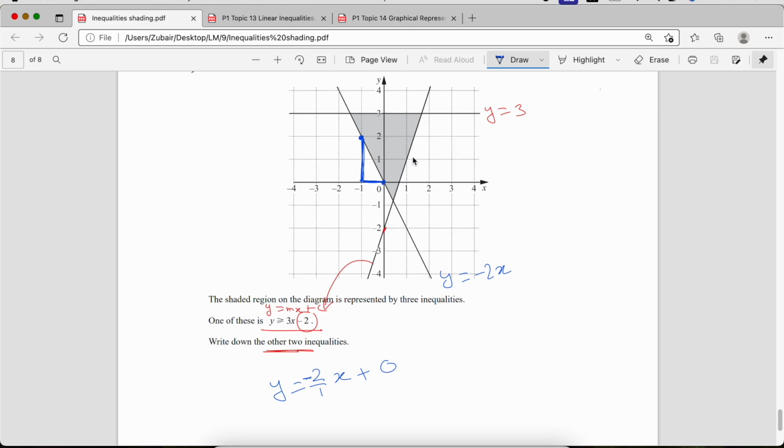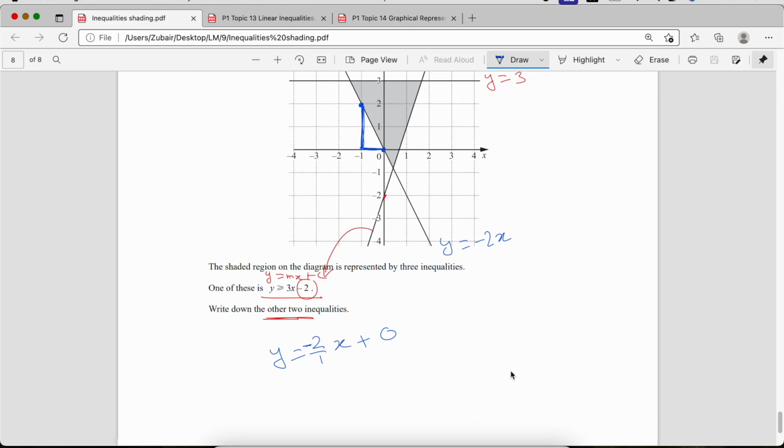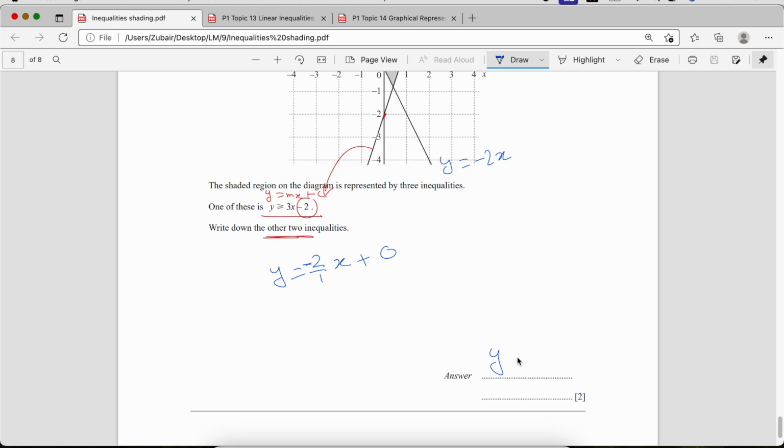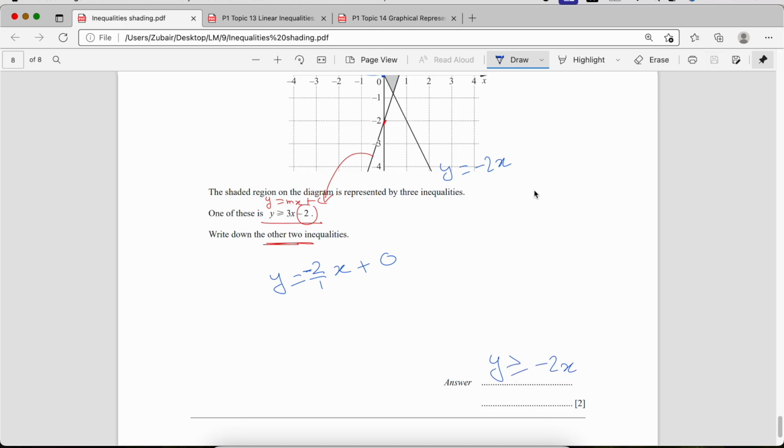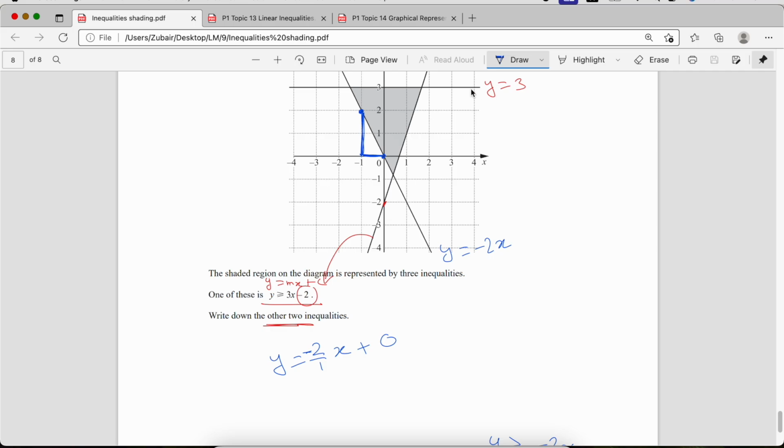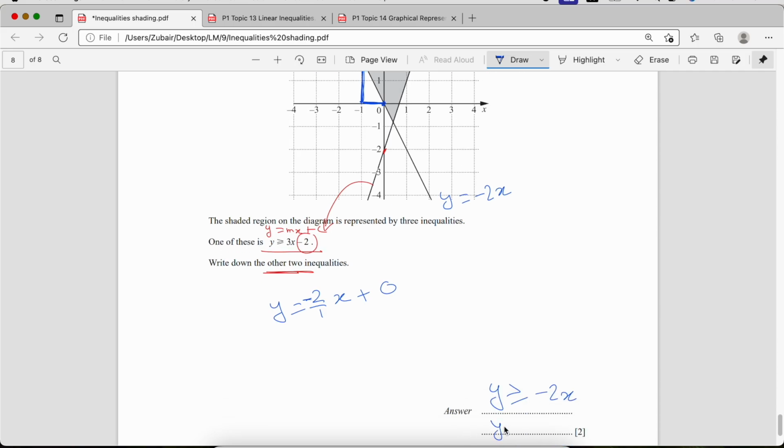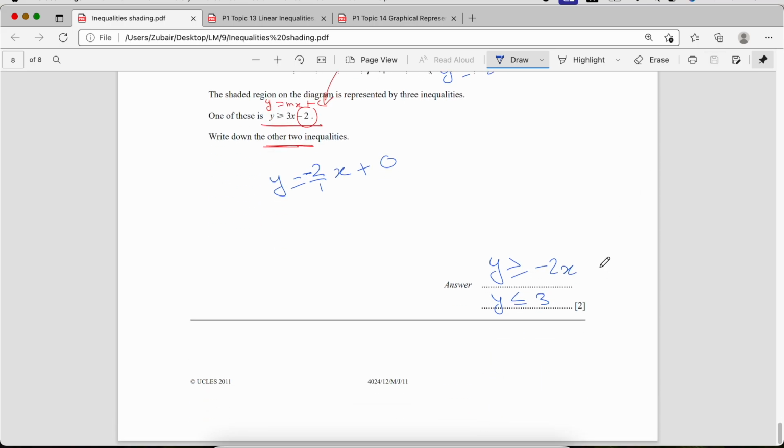And the shaded region is above this line, so y is greater than or equal to minus 2x. And the other one, the region is below this horizontal line, so y is less than or equal to 3. Sheet complete.